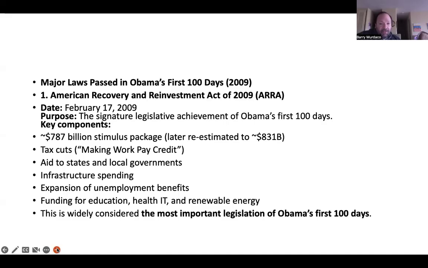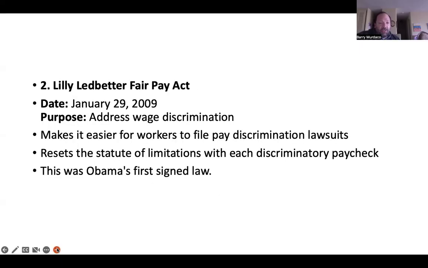$787 billion stimulus package, later reestimated to about $830 billion. Mostly, or a good portion of it basically composed of tax cuts, not actual spending, aid to states and local governments, infrastructure spending, expansion of unemployment benefits, temporary funding for education, health, IT, and renewable energy. This is by far the most important thing.